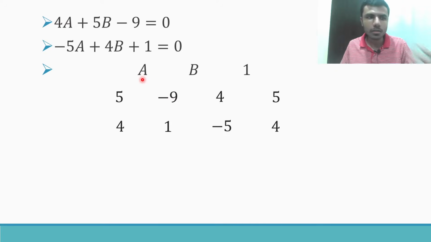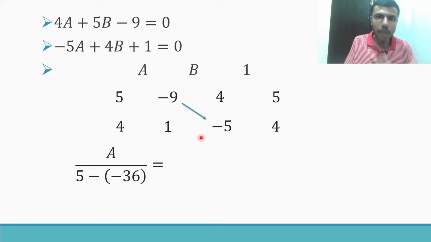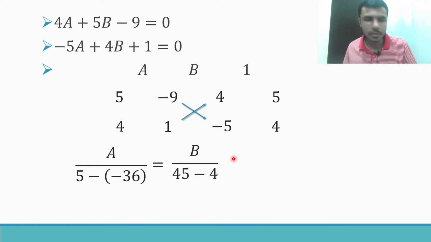Now next, what we would be doing here is I would get a divided by 5 into 1, which is nothing but 5, minus 4 into minus 9 is minus 36. So I'd get a by 5 minus of minus 36 equal to b by minus 9 into minus 5, which is nothing but plus 45, minus 1 into 4, which is nothing but 4. So b divided by 45 minus 4 is equal to 1 divided by 4 into 4 is 16.